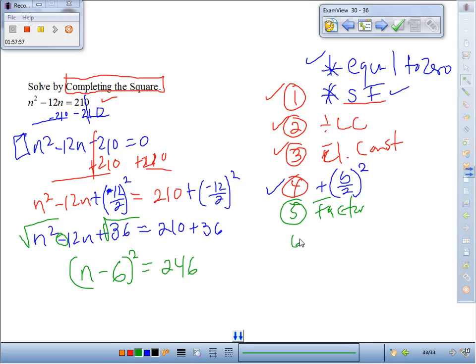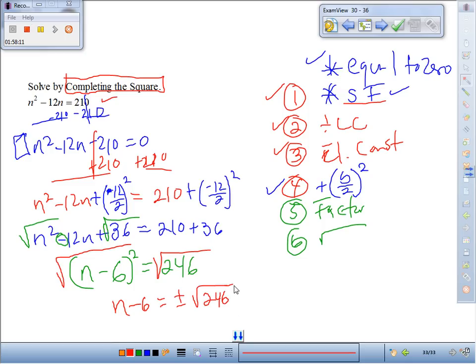Next step. Step 6, square root. So to cancel this squared, we do square root, where we're left with n minus 6 equals plus minus square root of 246. What is the square root of 246? Is that a perfect square? What is it?